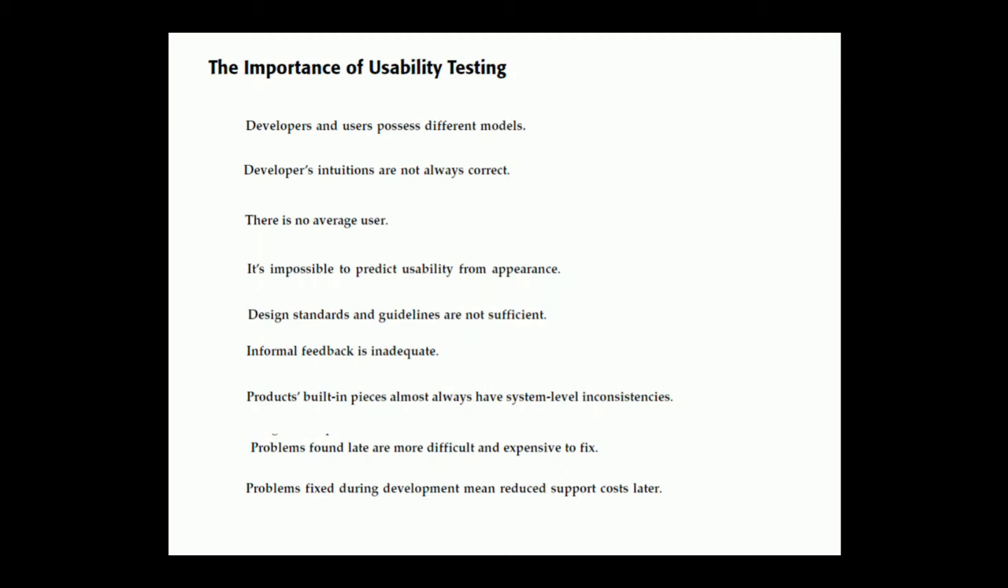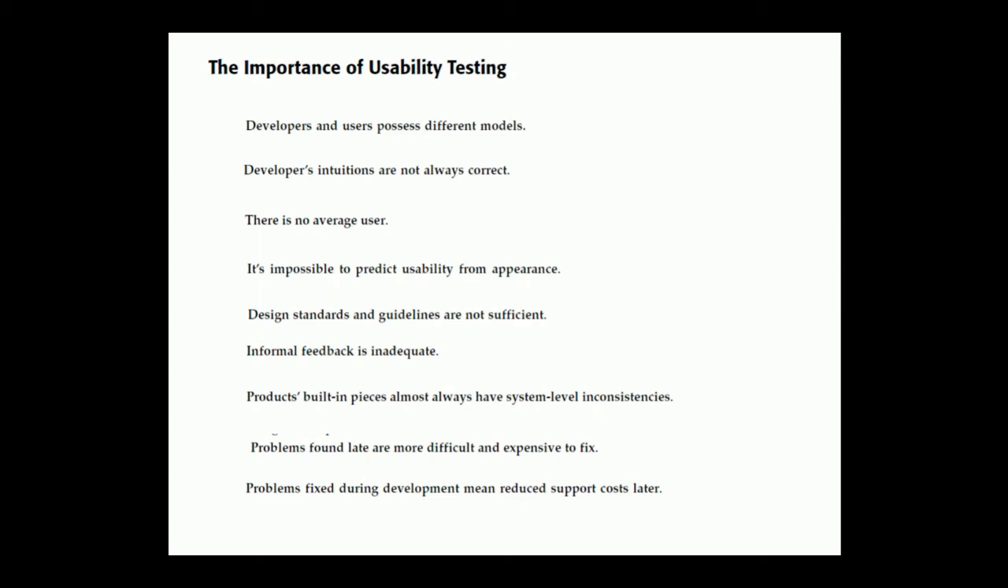And sometimes products are built in pieces almost always and have system level inconsistencies. This is a normal and expected result when different developers work on different aspects of a system. We might also say that developers differ and there is no average developer there. And sometimes the problems may be found late or more difficult and expensive to fix. Unless they are really severe, they may never be fixed. Then you always have to go for usability testing.